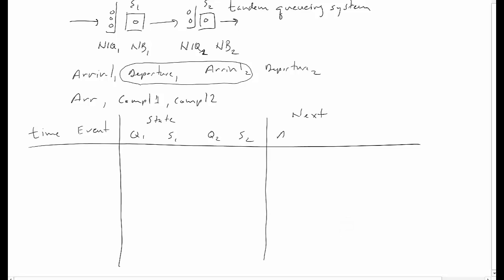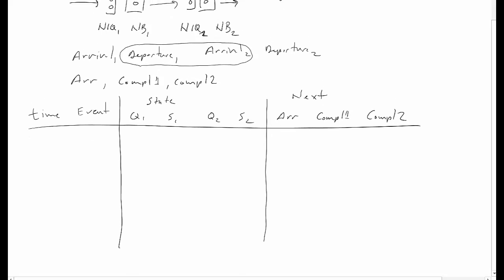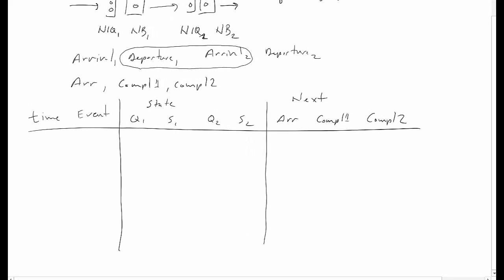So we have our arrival event, our completion on server 1, and our completion on server 2. And so this is the table that we'd like to construct for this example. In our previous example, we used 10 entities. We're going to do a much smaller example this time, but we do need some sample data.